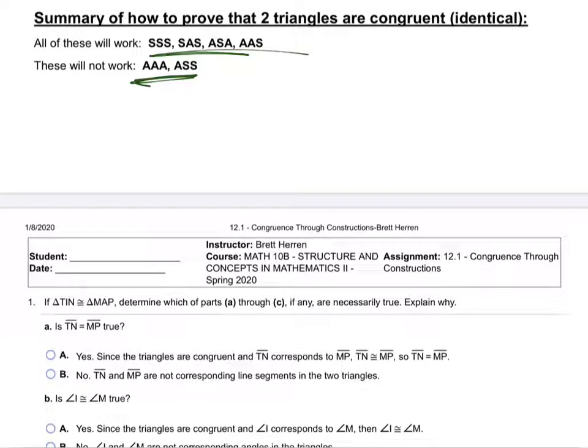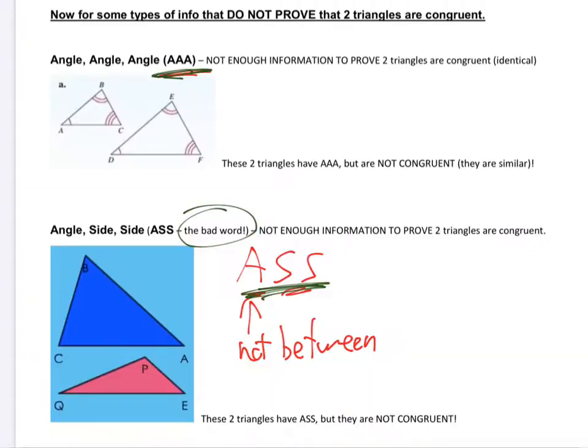It will be enough to prove two triangles are identical. Now you'll never forget that information. You've got it. All right. Here's a nice example. I made this example to prove that.